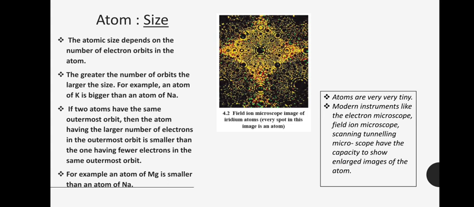What are these factors? Number of electron orbits in the atom. If the number of orbits is more in a particular atom, then the size of the atom would also be large. For example, an atom of potassium is bigger than an atom of sodium, right? Because there is one extra shell as compared to sodium in case of potassium. Followed, sodium is 11, correct? Which is definitely a smaller number than 19. So in case of potassium, it will have one more shell extra.